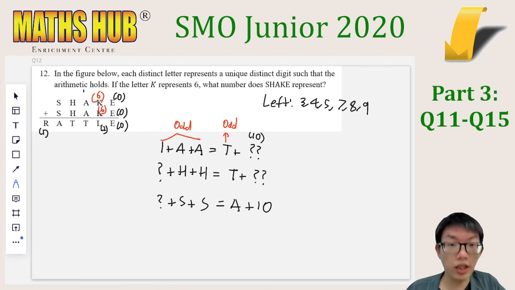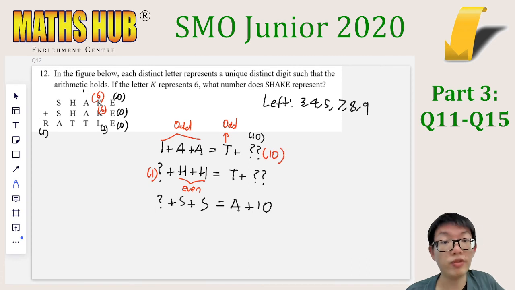Now if T is odd, and we look at the second equation, H plus H cannot give you T. H plus H cannot give you T plus 10 either, because H plus H is supposed to be even. So the only conclusion is that this question mark must be 1. In other words, there must be a carryover of 1. And that comes from 1 plus A is T plus 10.